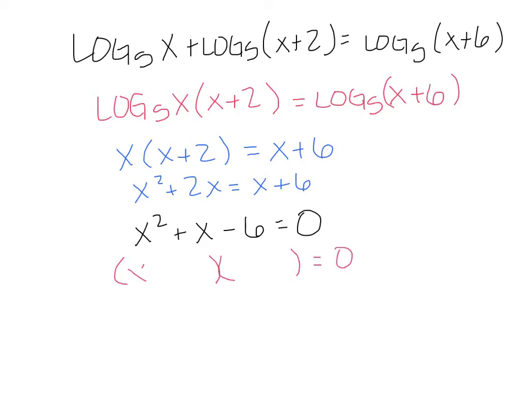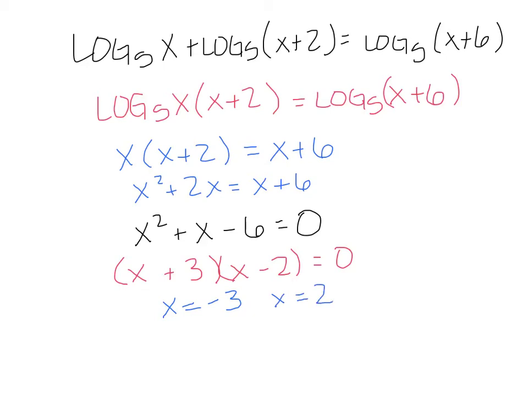We need to think, what multiplies to be negative 6 and adds to be positive 1? We get positive 3 and negative 2. So when we solve using the zero product property, we end up with x equals negative 3, and we end up with x equals 2.